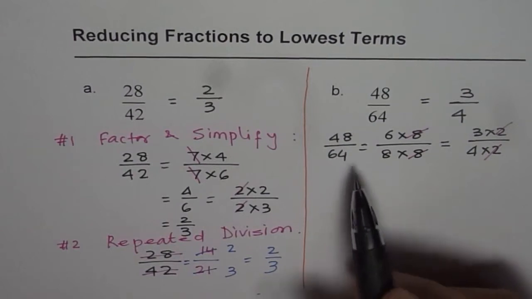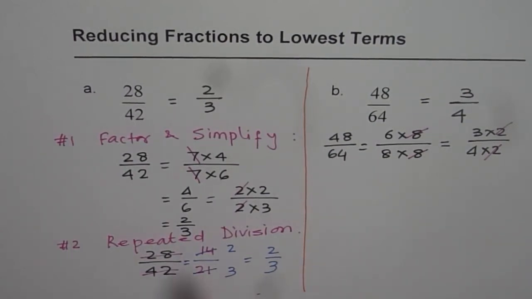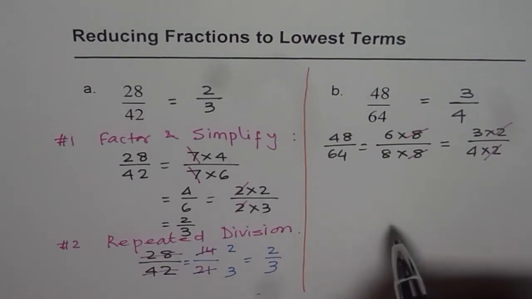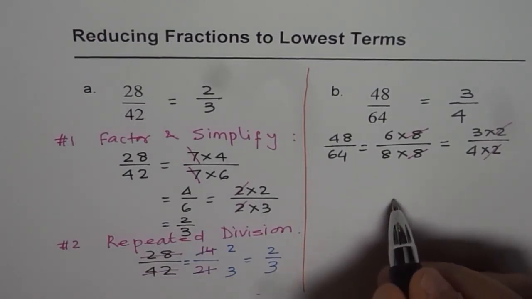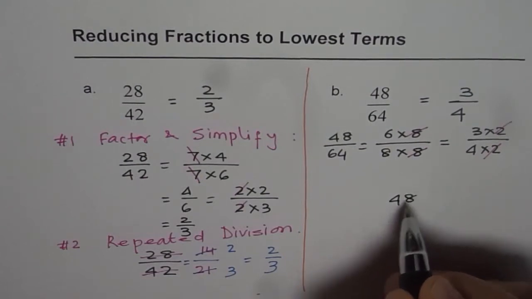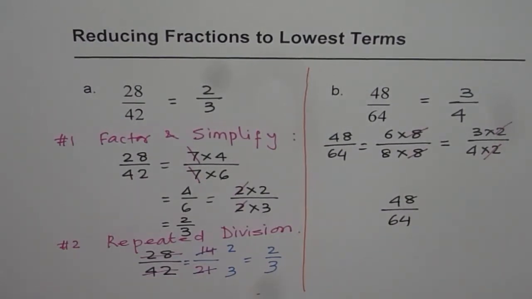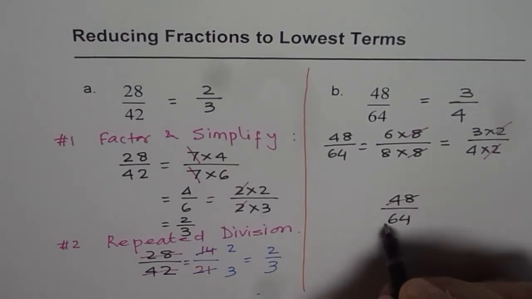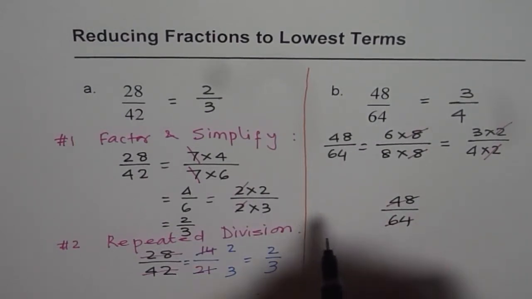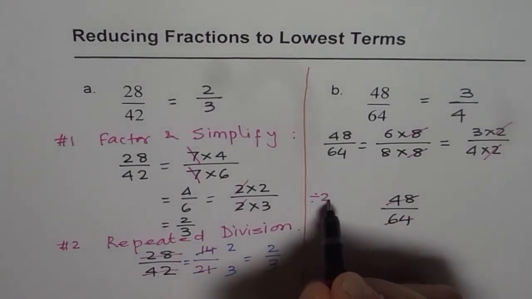So probably if the numbers are in hundreds, we'll prefer repeated division. Up to 100, I think we can do with this factoring method also. Okay. Now let's do repeated division for this number. And this time I'll kind of go vertical. So I'm writing the number right in the center as 48 over 64. Now step number 1, both are even, right? So I'm dividing by 2. So I'm writing here first step divide by 2, right?